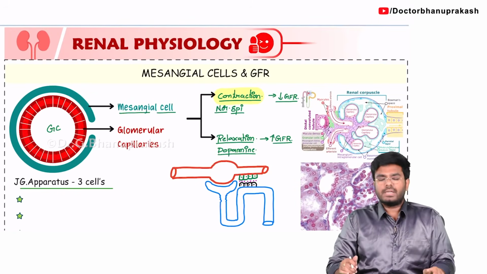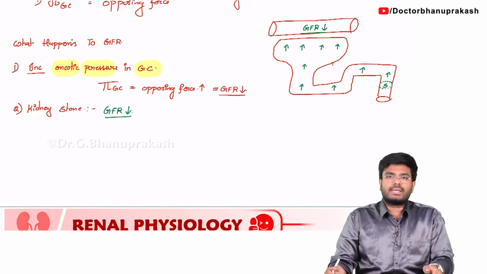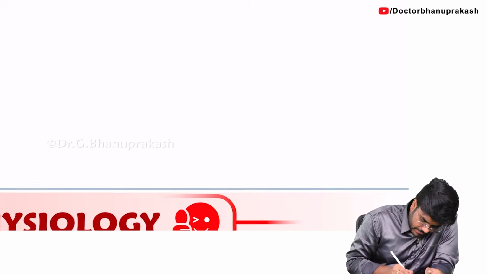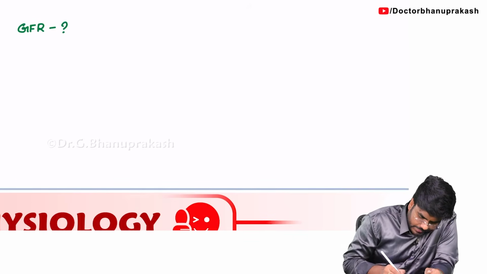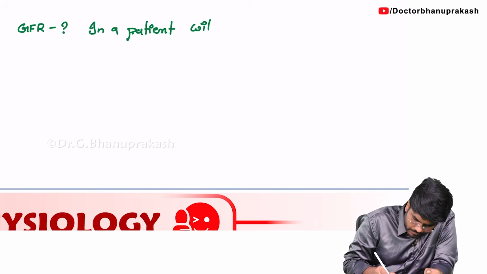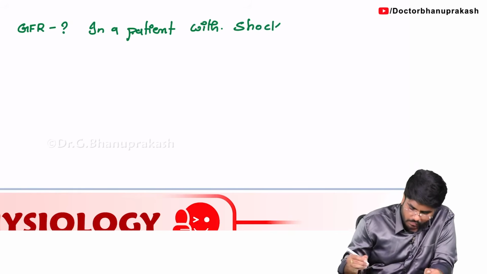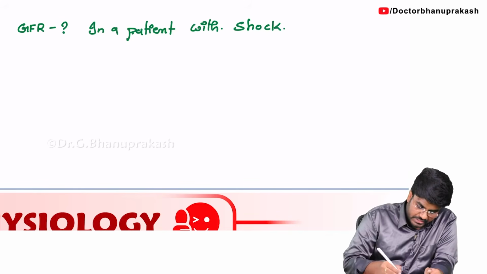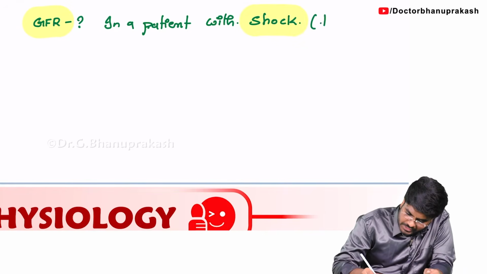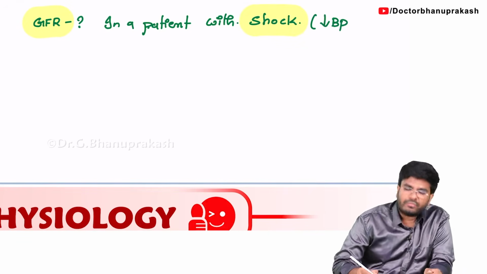Okay, so with this we have completed the different changes in the GFR. Now, how will the questions show up in your exam? Let me ask you, what will happen to the GFR in a patient with shock? What happens to the patient's GFR who is in shock, guys? Now tell me, shock means what? Low BP. The patient is having low blood pressure and the perfusion to the tissues is affected.